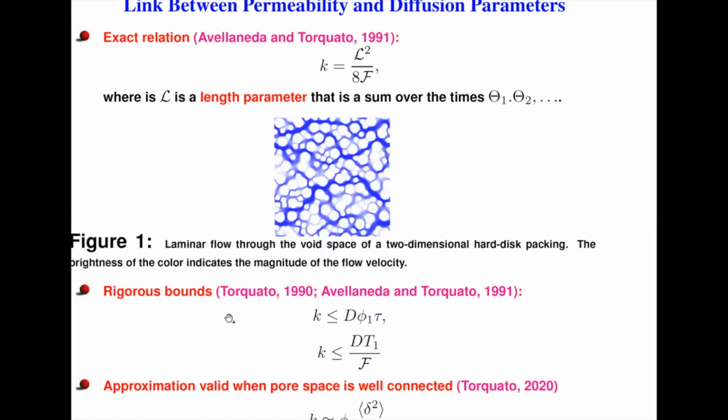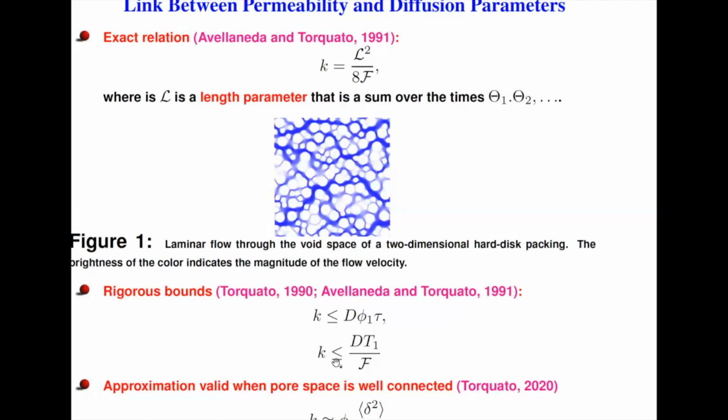Now, there are rigorous bounds on the fluid permeability in terms of the diffusion parameters. These are called cross-property bounds. It's one thing to say that the fluid permeability should somehow be related to diffusion parameters. It's another thing to derive it and prove it. So you can actually show that these diffusion parameters are linked to the fluid permeability by rigorous bounds. In particular, if you have the mean survival time, you have an upper bound on the fluid permeability. Now, in general, this upper bound is not extremely tight.